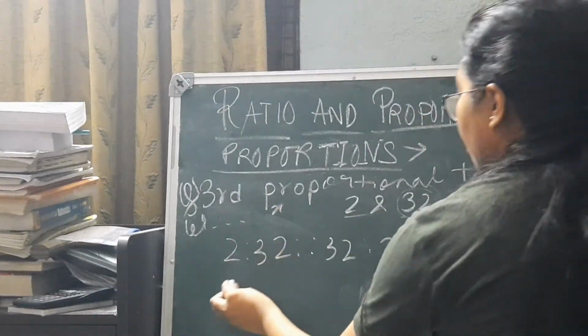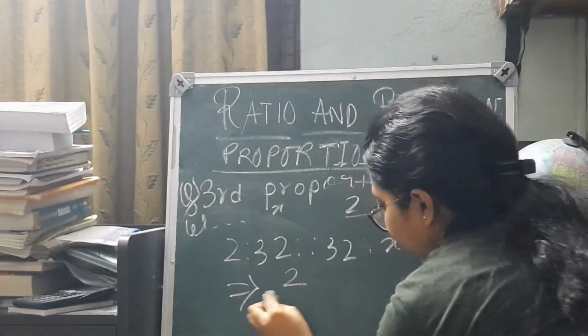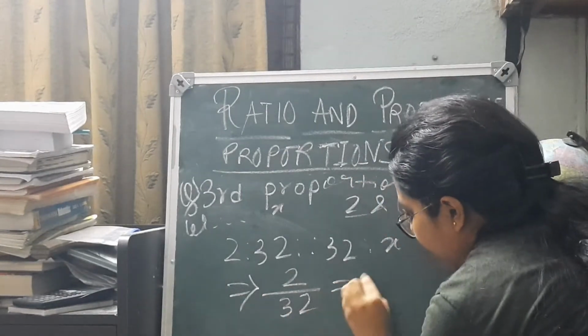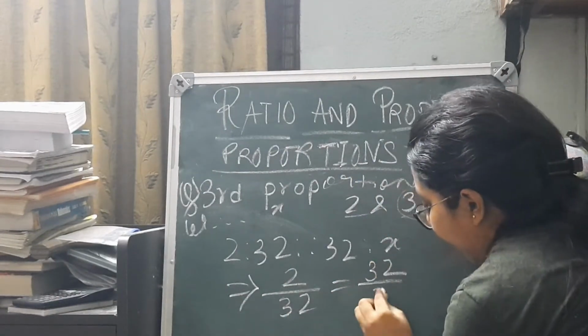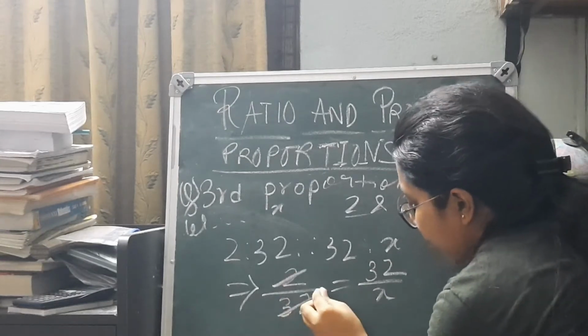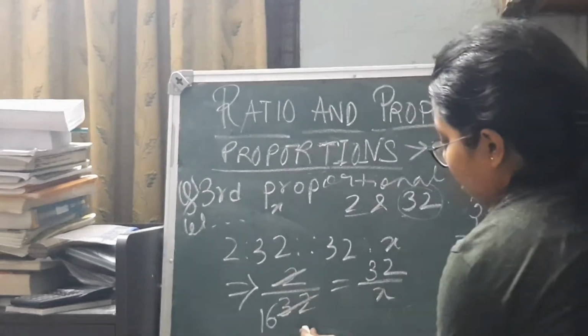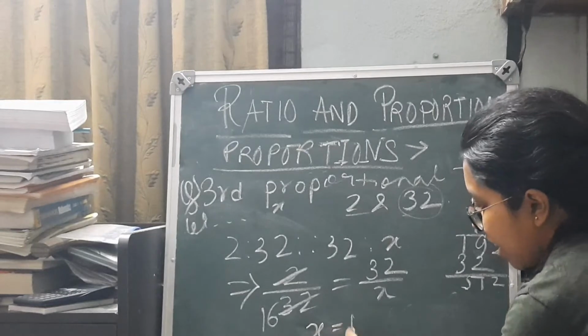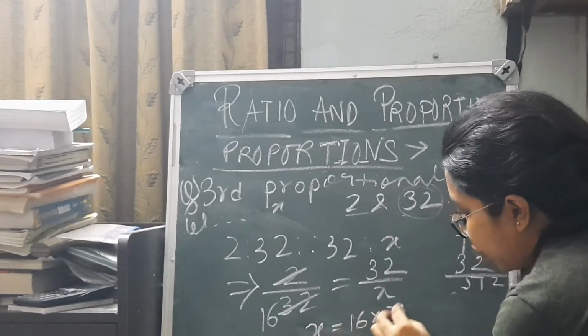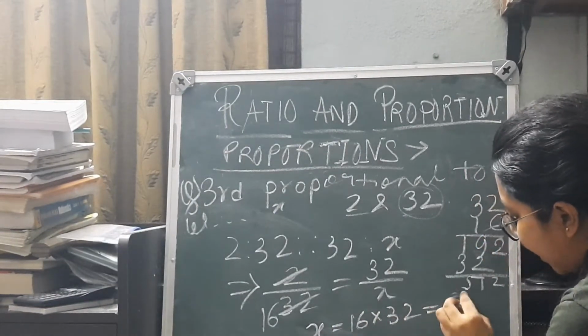Now if we go for the calculation, we find that 2 by 32 is equal to 32 by x. So if we go for reduction of the factors after cross multiplying, it comes that x is 16 into 32, which is nothing but 512.